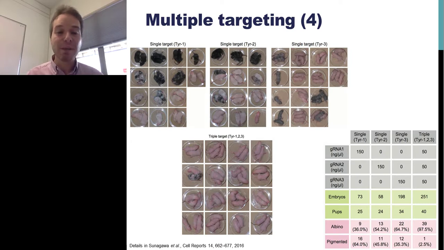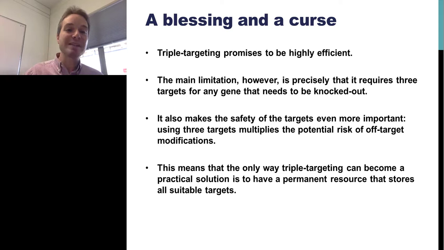So we were very excited about that, but in a way it's a blessing and a curse, because the blessing side is that it looks like it's going to be very highly efficient. We can generate knockouts in the first generation very efficiently, so that's very exciting. But there are 2 limitations. The first one, the main one, is that for each gene that we want to target using that strategy, instead of using 1 target, now we use 3 targets. So if it was tricky to design 1 target, it's going to be even trickier to design 3 good targets.